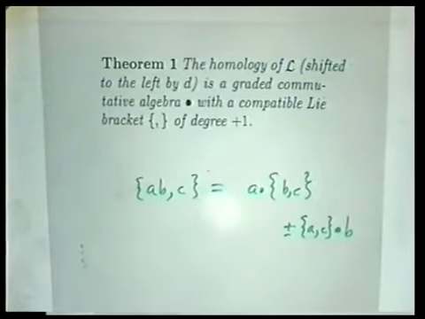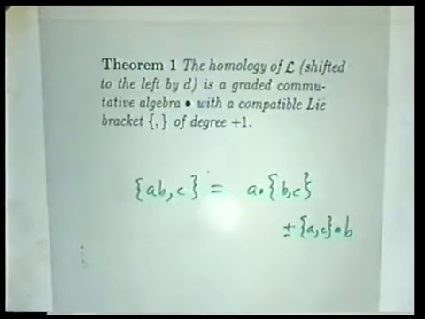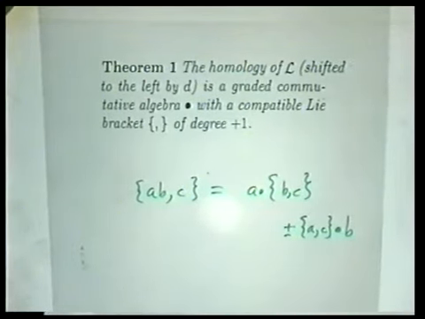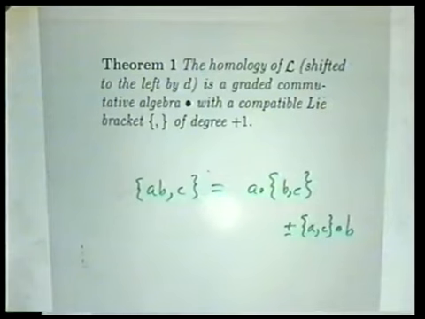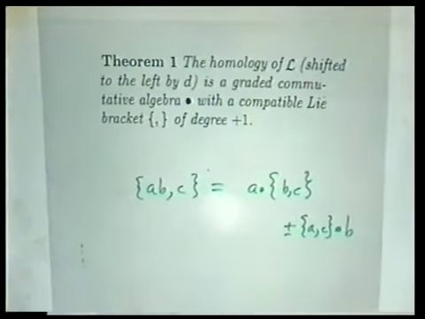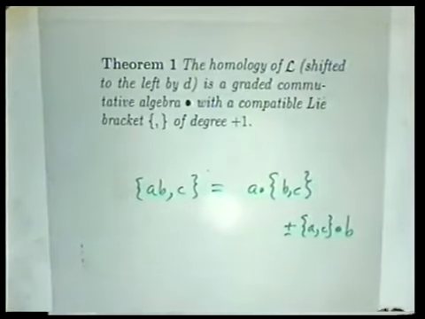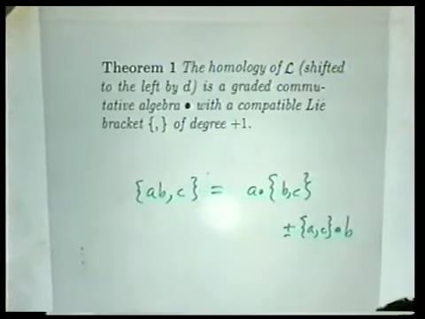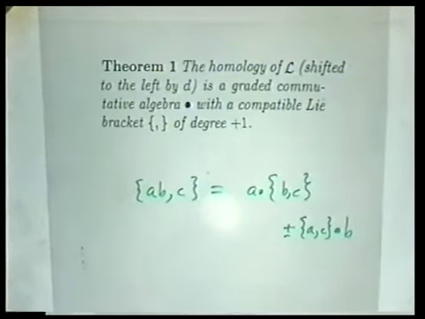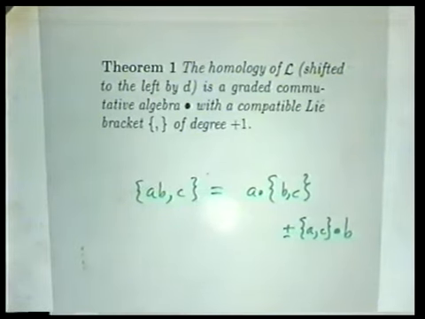No, because of the +1. That's all. If it were 0, if the bracket had the same degree, it would be called a Poisson algebra. Yeah. Okay, so that's the theorem then, that the free loop space of a manifold, the homology has the structure of a commutative associative algebra with a compatible bracket, and this thing exists at the chain level.